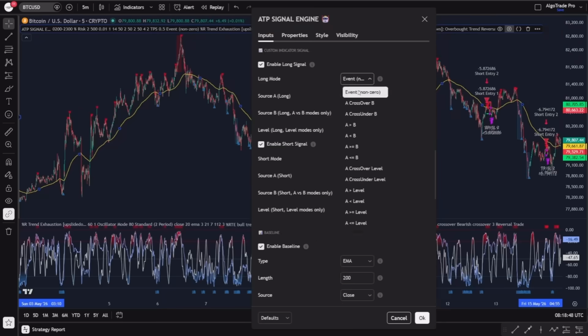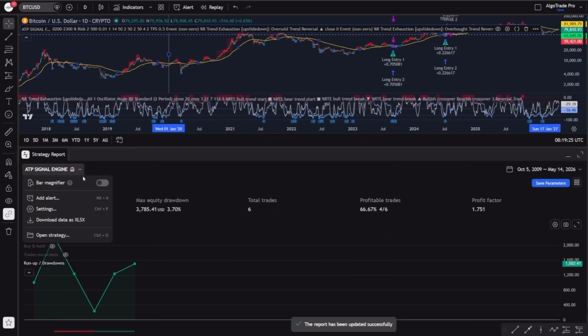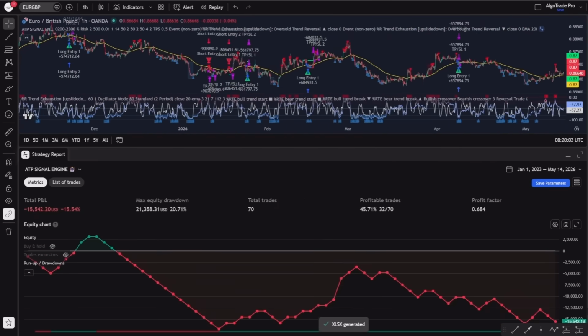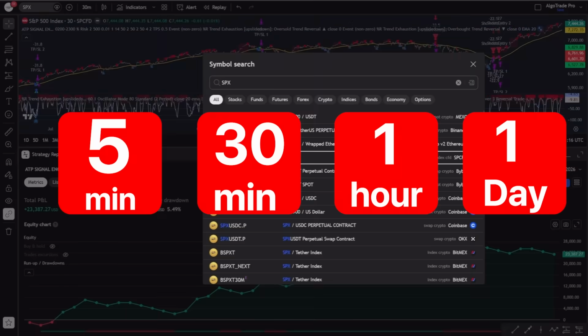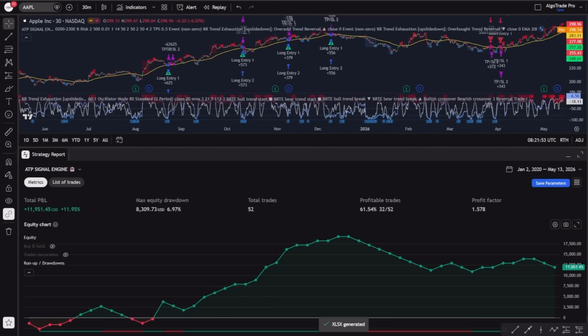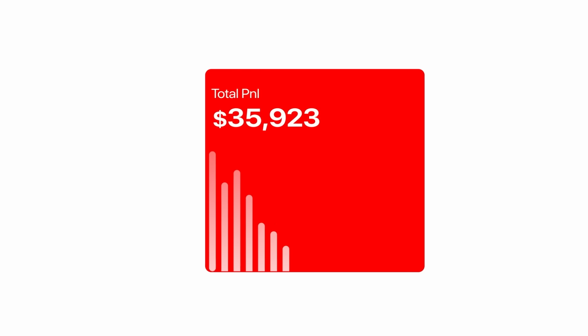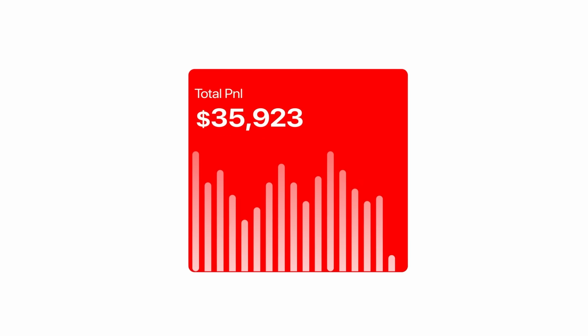And now it's finally time for the real test. I exported all trades directly from the strategy tester and analyzed the results across 5 assets and 4 timeframes with all available historical data. And honestly, the results were extremely interesting.